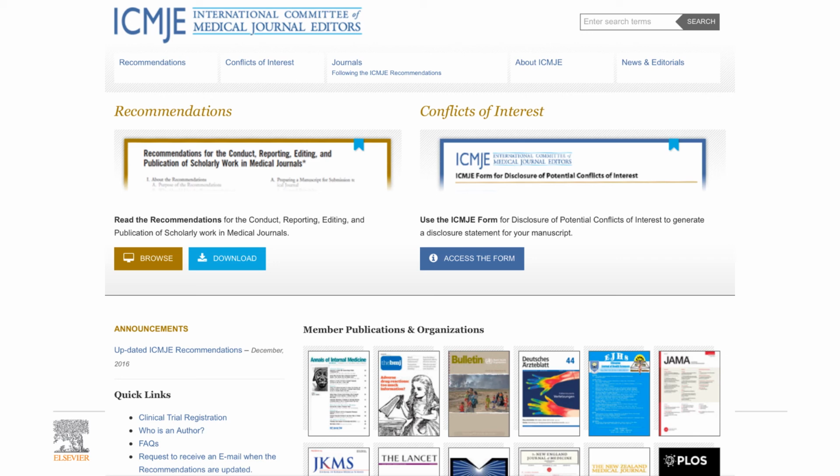Authorship is an important issue in all publication, and in terms of authorship we adhere to the International Committee of Medical Journal Editors, and on their landing page there's a link to who can be an author. There's also a link to conflicts of interest. I'm not going to go into either of these in any great detail here. Again, they are the subject of a separate presentation on publication ethics.